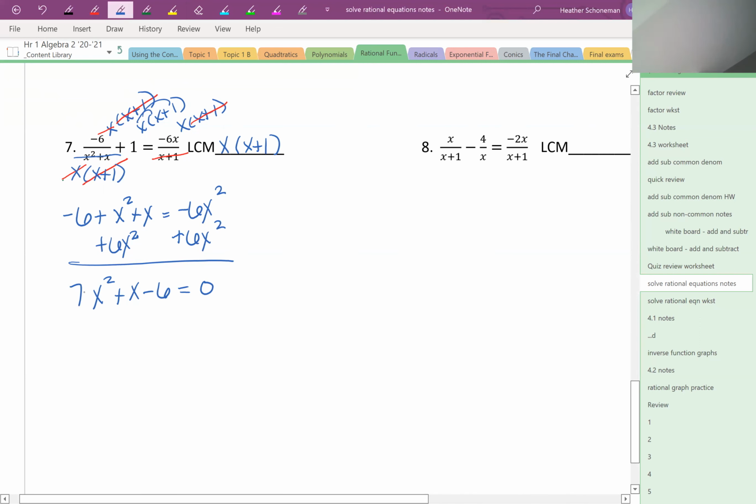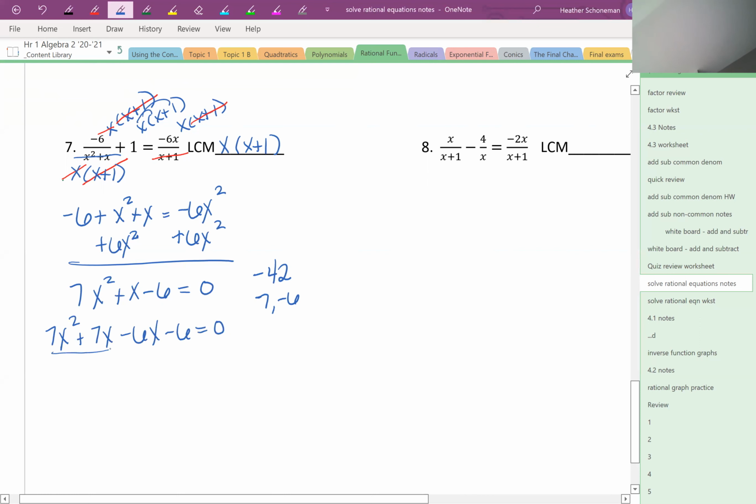Okay, so now we set it equal to 0. So now we need to factor. When we factor, there's no greatest common factor. It's a trinomial. The leading coefficient is not 1, so we're going to split the middle term. So 7 times -6 is -42. The two numbers that multiply to -42 and add to 1 would be 7 and -6. So I'm going to rewrite it, splitting the middle term.